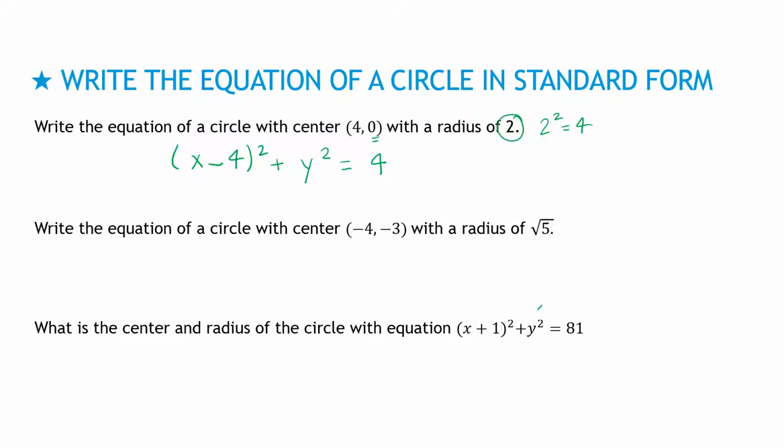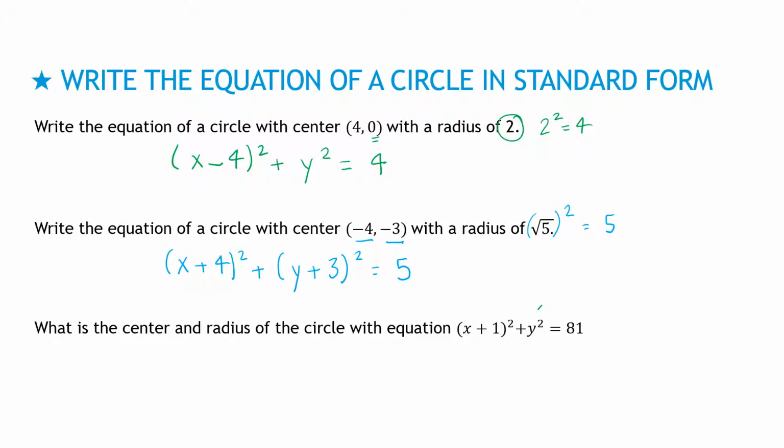For my second solution, the equation of a circle with a center of negative 4, negative 3, I'm going to take x minus negative 4, which is plus 4 quantity squared, plus y, and then minus negative 3 is plus 3 quantity squared, equals, this one I threw in just for fun, if I take the square root of 5 and square it, I should get 5, so that one should be 5.